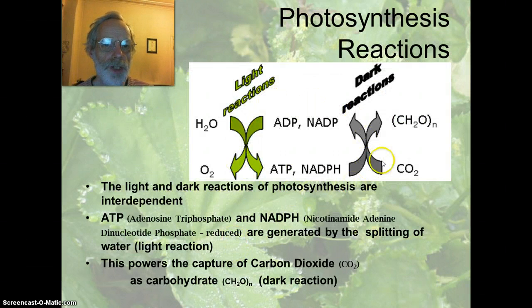The light reactions and the dark reactions are interdependent. ATP and NADPH are generated by the splitting of water in a light reaction. This production of ATP and NADPH powers the capture of carbon dioxide to form carbohydrates. So when we have a formula with N afterwards, there could be any number of multiples of that. So all carbohydrates contain this ratio of carbon, hydrogen and oxygen.